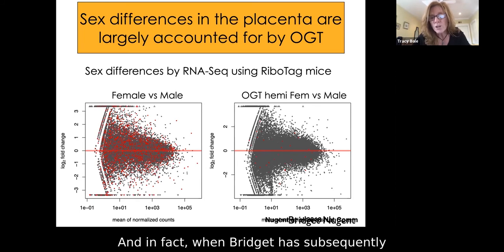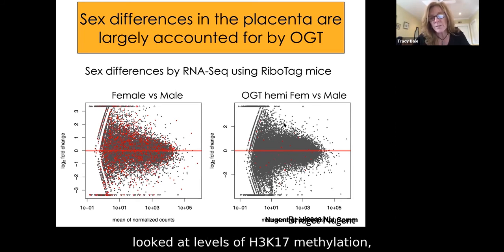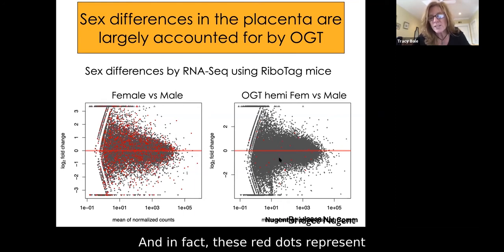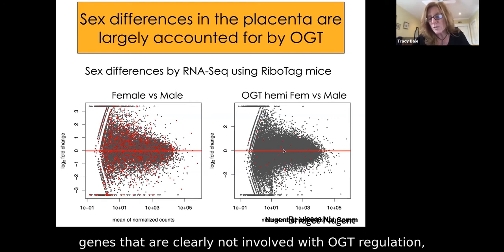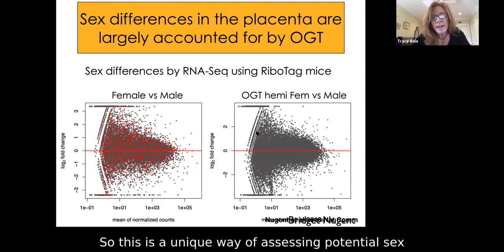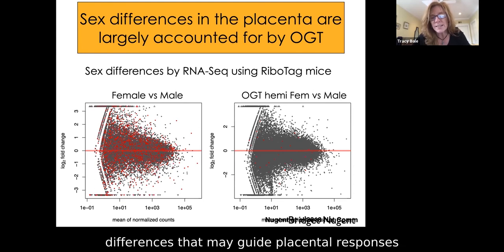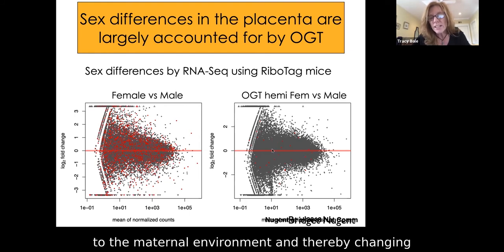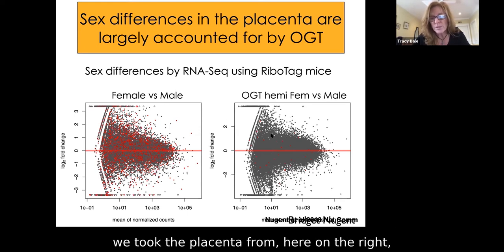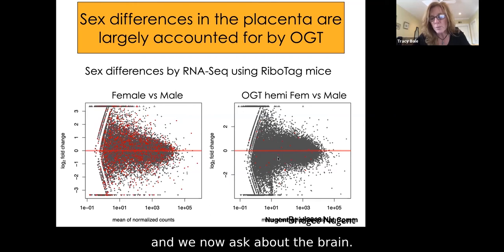And in fact, when Bridget has subsequently looked at levels of H3K27 methylation, they correspond, of course, with the levels of OGT. And in fact, these red dots represent genes that are clearly not involved with OGT regulation, but are themselves either X or Y linked. So this is a unique way of assessing potential sex differences that may guide placental responses to the maternal environment and thereby changing transplacental signals important for fetal development, especially that of fetal brain development. Okay, so what about the brain? If we then take these same animals that we took the placenta from here on the right, and we now ask about the brain.